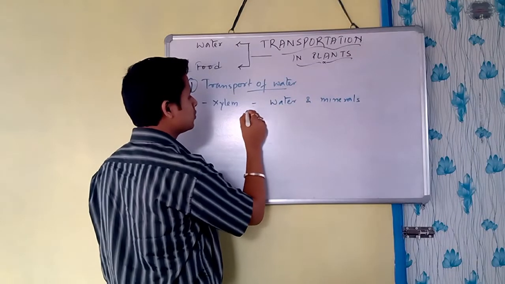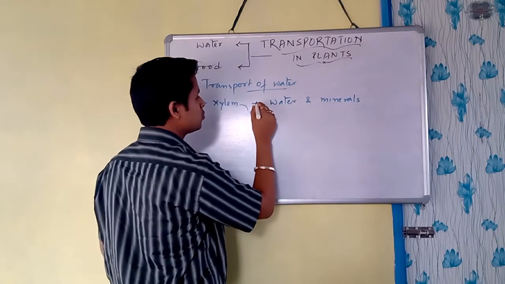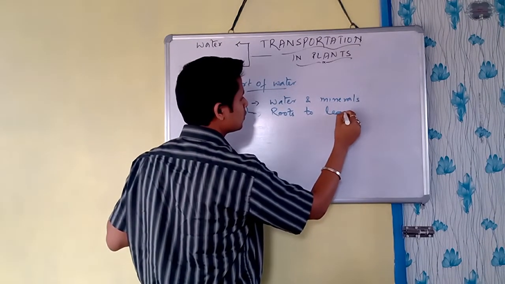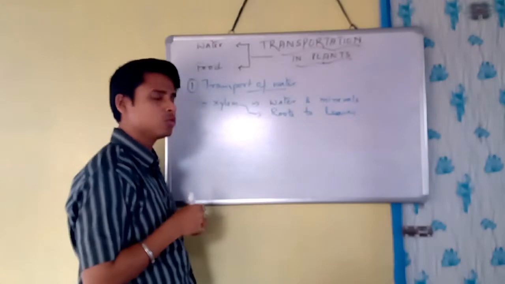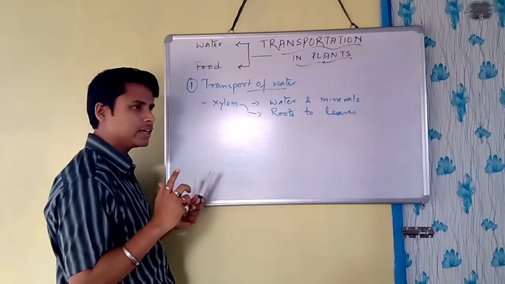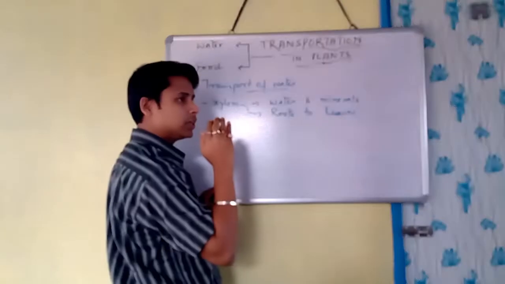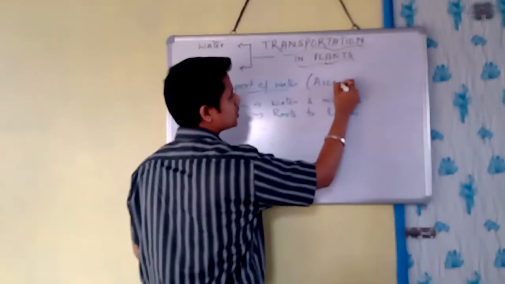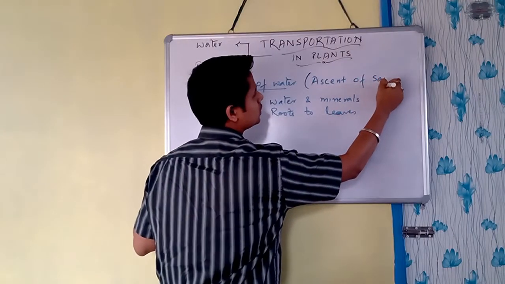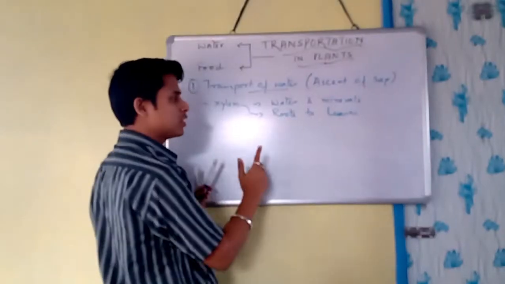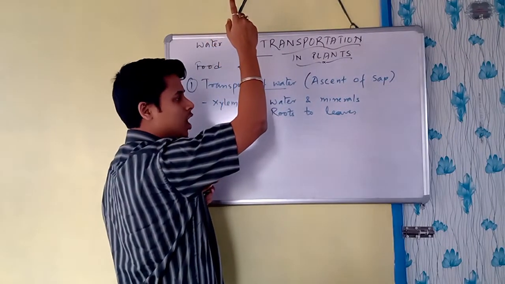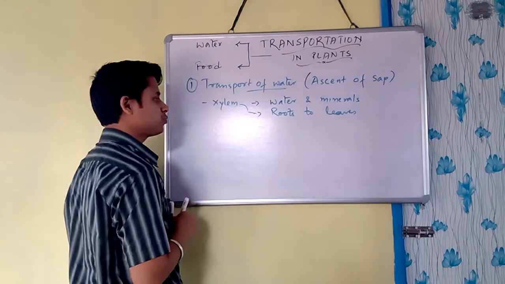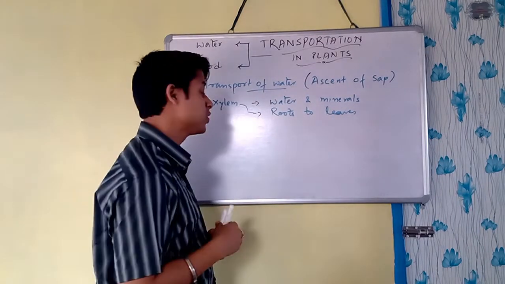It is transporting from roots to the leaves. Because of that, it is going upward, in ascending order. That's why this process is called ascent of sap. Ascending, it is going in an upward direction, and sap means combination of water and minerals. Now what happens actually here, we will see.